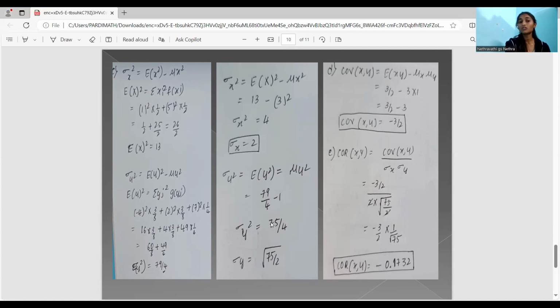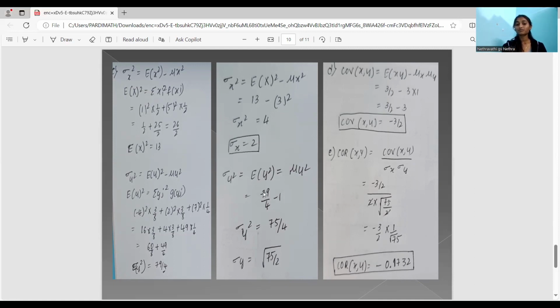By substituting the value of E of x square, which is 13, in the formula of rho of x square, that is E of x square minus mu of x square, and as I said earlier, E of x is equal to mu of x, so substituting the value of mu of x, that is 3, whole square, we get the value 4 for rho of x square. They asked for rho of x. So the square becomes a root when we move it to the other side. Then we get the value of rho of x is equal to 2.